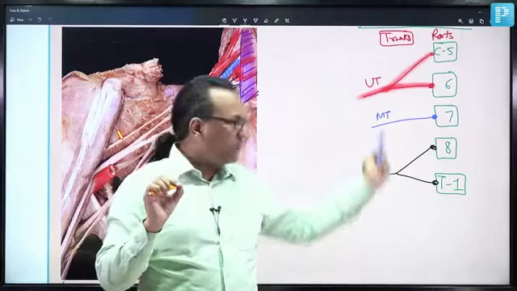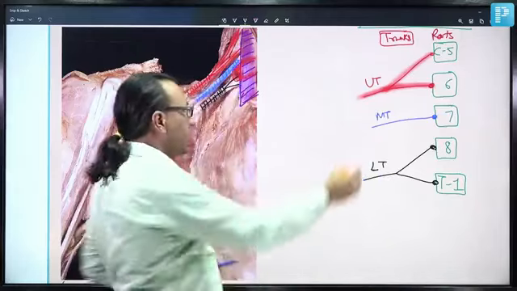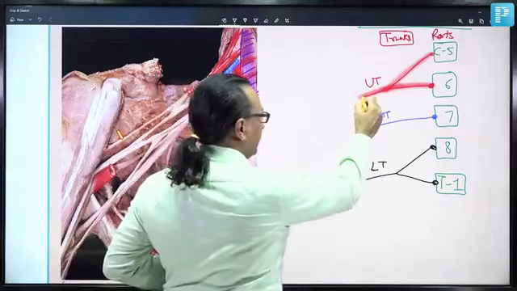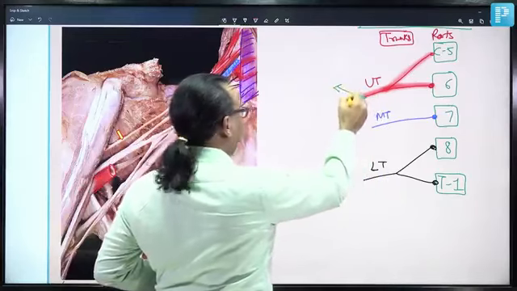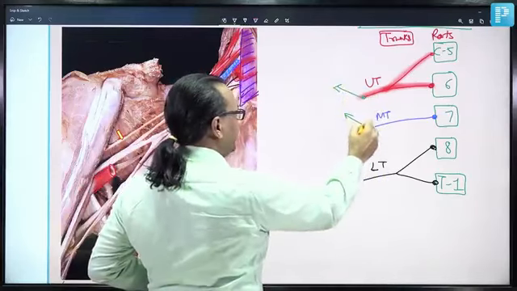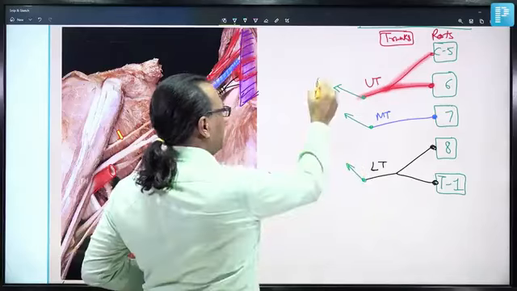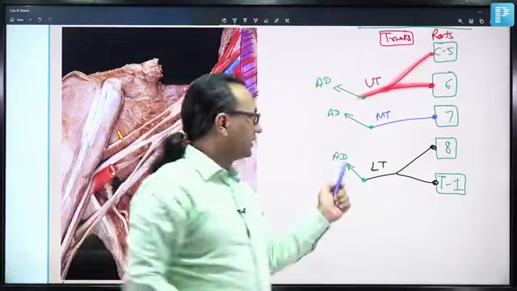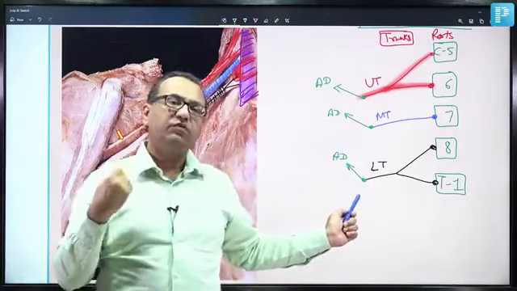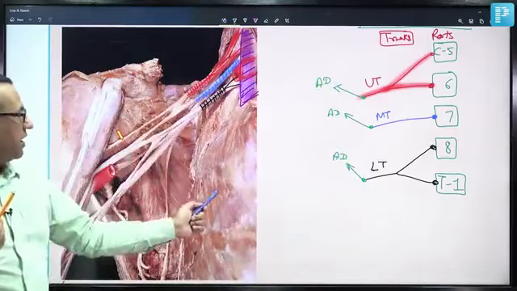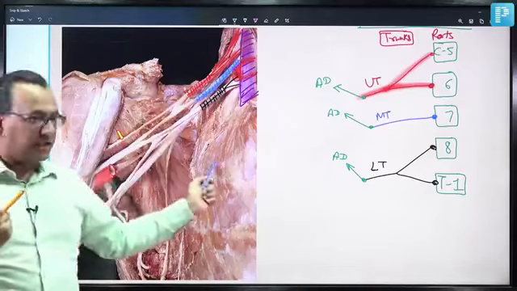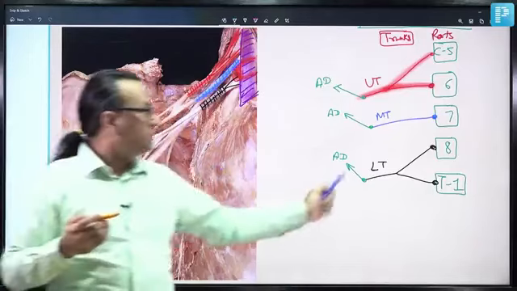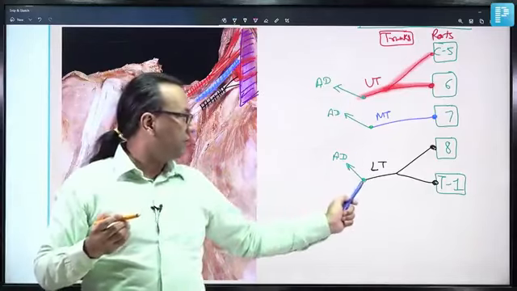After that, each trunk gives an anterior and posterior division. And presently, let us just focus upon the anterior divisions of the three trunks. So, where do you find these anterior divisions? They pass behind the bone clavicle, which has been removed from here to maintain clarity. So, can we mark the anterior divisions of the three trunks here?